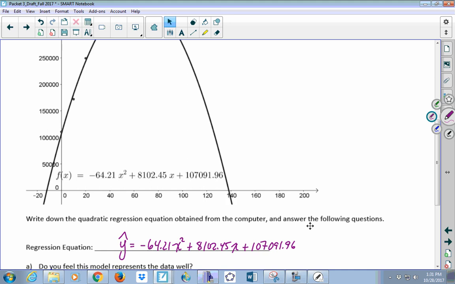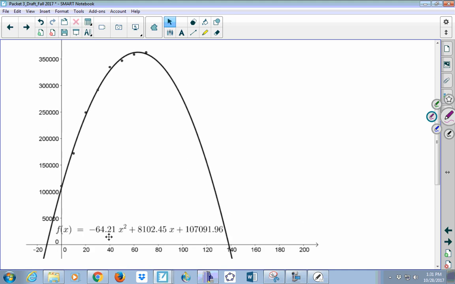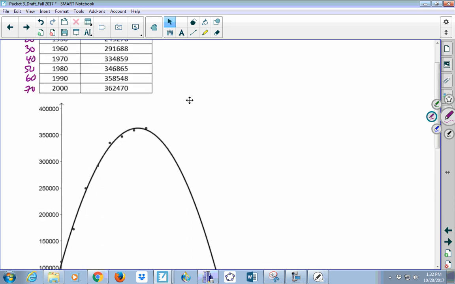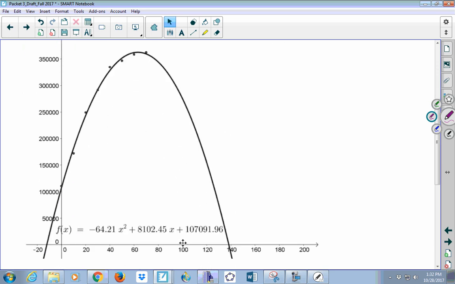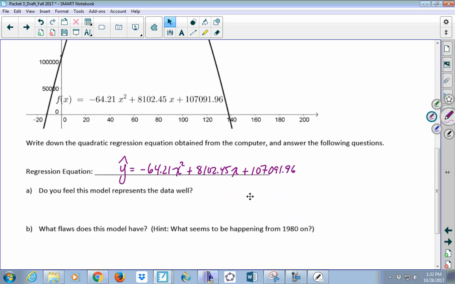So do we feel that this model represents the data well? Absolutely. Up to the 1980 area, we have data, and after that we have 1990 and 2000, which is right in this area here. So it fits the data well. Yes, the data points fall very close to the parabola that's graphed, given that model.